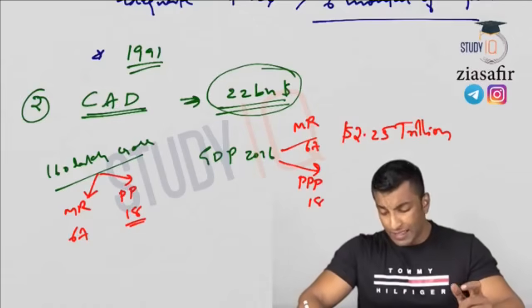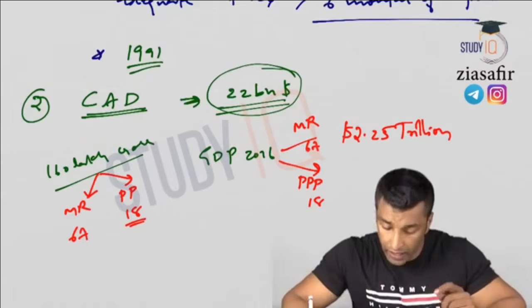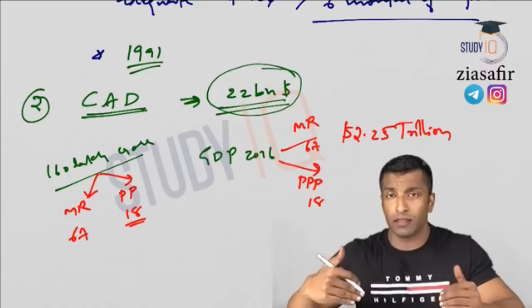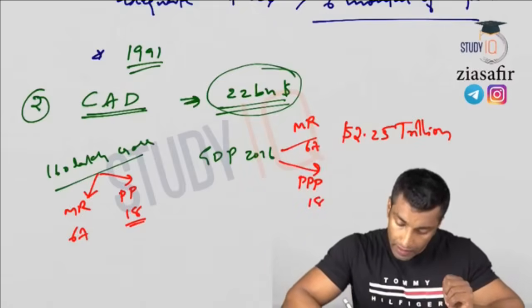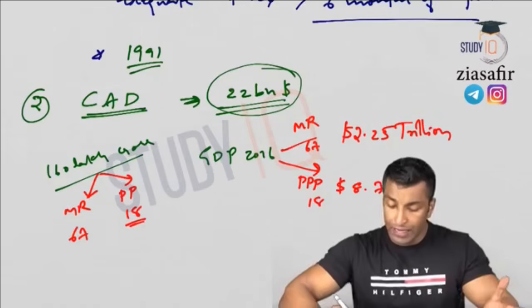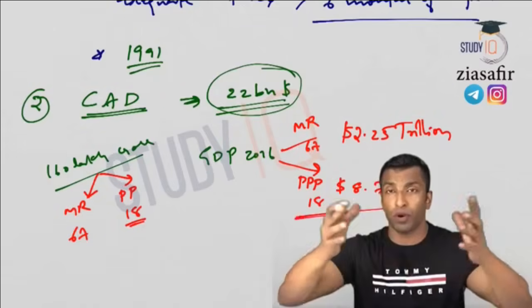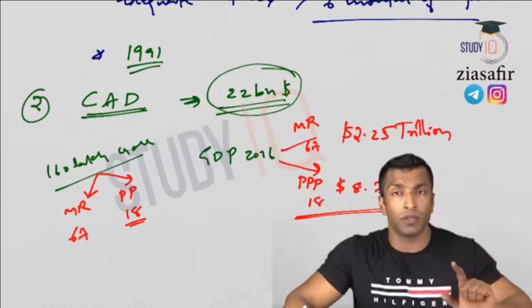If you divide it by the purchasing power parity rate, that is 18, you see 67 is around a 3.5 times difference. So the denominator is low, so obviously the GDP will increase, to around 8.75 trillion dollars. So you can see, as per purchasing power, the volume is higher, and that's why I've told you third largest economy in terms of purchasing power.